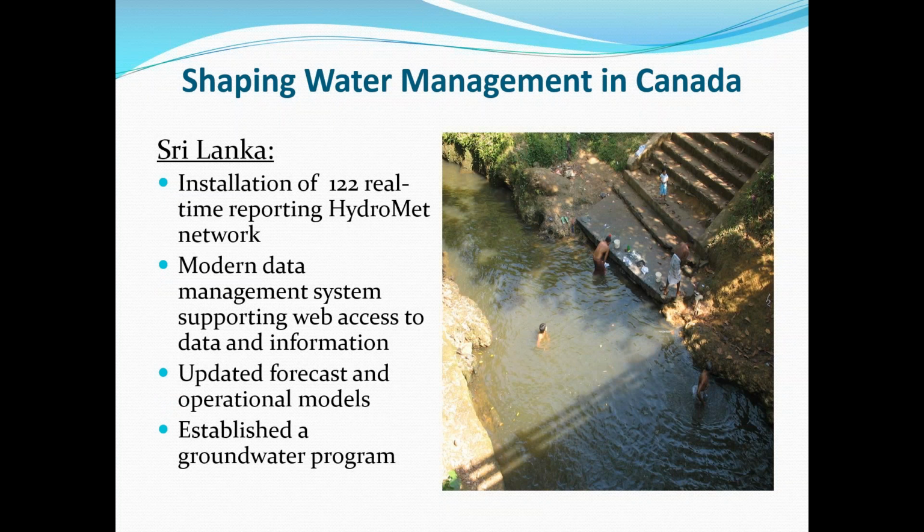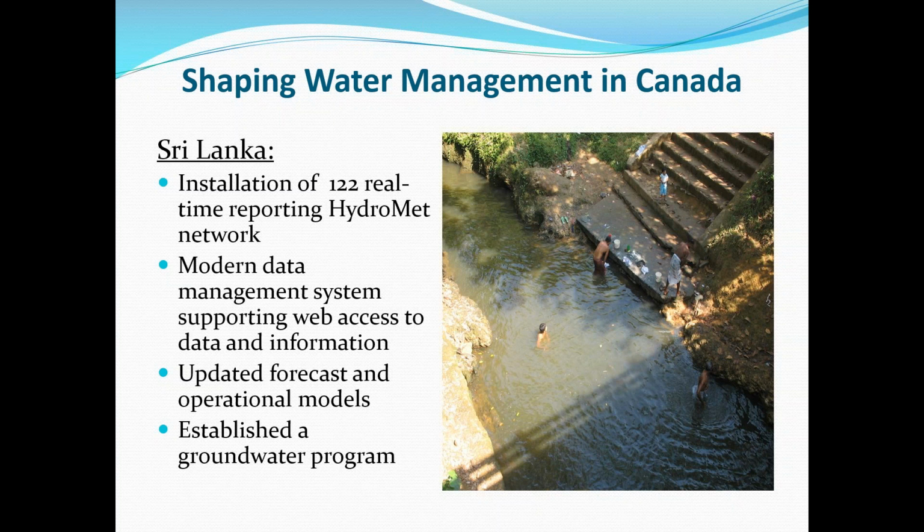A little more on Sri Lanka. What we ended up doing is designed, selected, and installed a network of approximately 120 hydromet sites, all reporting in real time. Implemented a modern data management system with web access, so the real-time data would come in to the system, be processed and available for various sectors and users via the web. It's interesting to note that the actual software that was used was a Canadian product by Aquatic Informatics, known as Aquarius, was the software that was implemented for the information management system.